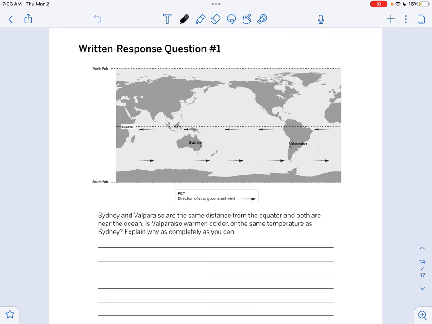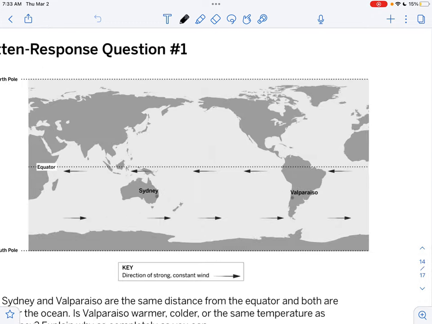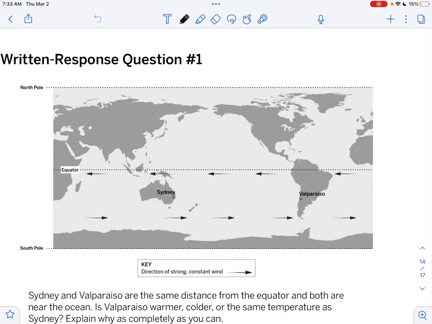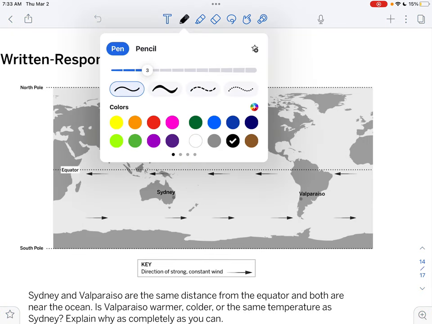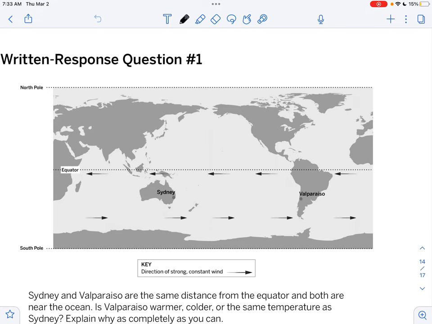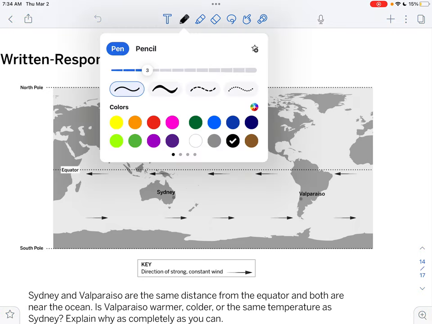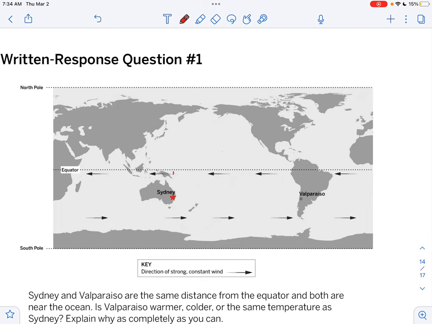In class, we've talked about a few things that affect the temperature of a given location. The first is the distance from the equator. We can see in this image that both locations have a similar distance away from the equator, and so that's not what's going to differentiate their temperature. Some students may have accidentally responded that their temperatures are the same because they're the same distance from the equator. However, this ignores the next concept that we learned this report period, which is about how ocean currents affect temperature.